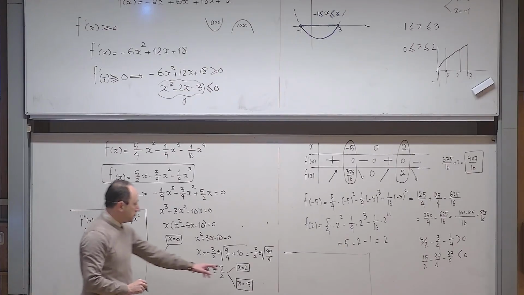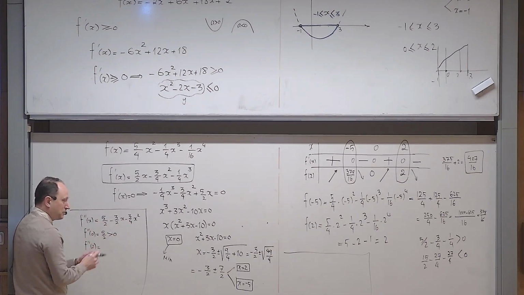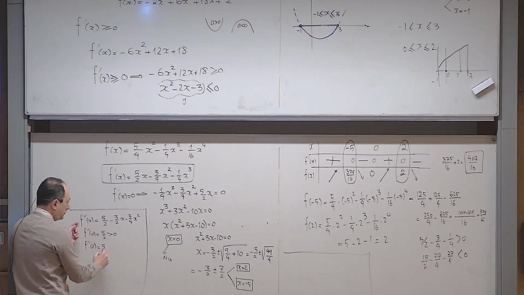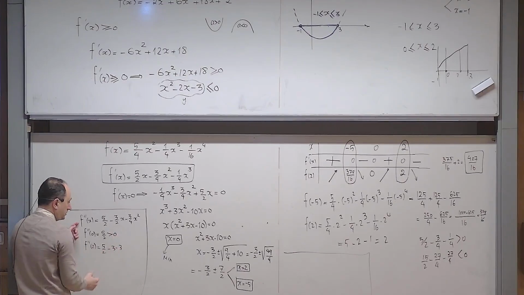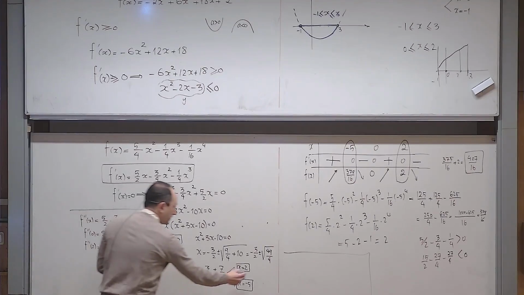But I need to calculate that at 2. So F double prime at 2, I put 2 here. The numbers are a little bit smaller. So this becomes 5 over 2. I multiply this by 2, it becomes minus 3, minus 3. So it becomes negative. So I understand that this is a maximum.